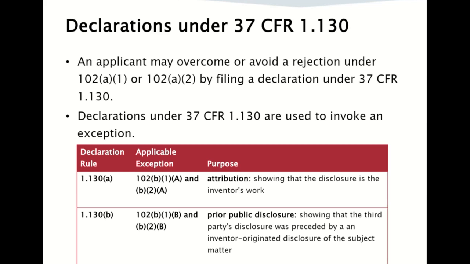Second, 1.130(b) is used to show that a third party's potential prior art disclosure was preceded by an inventor-originated disclosure of the same subject matter to invoke exceptions under either 102(b)(1)(B) or 102(b)(2)(B).